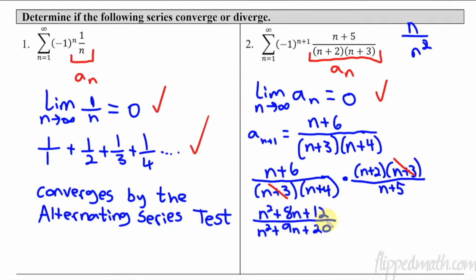Now, how do you tell if this is actually less than 1? I'm going to leave this numerator alone, n squared plus 8n plus 12.